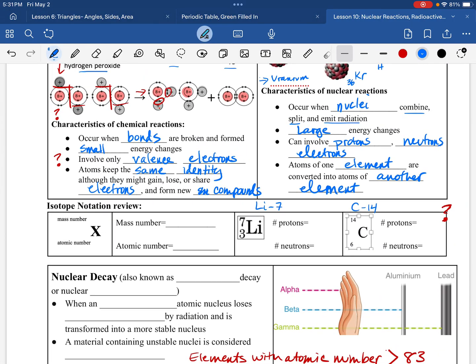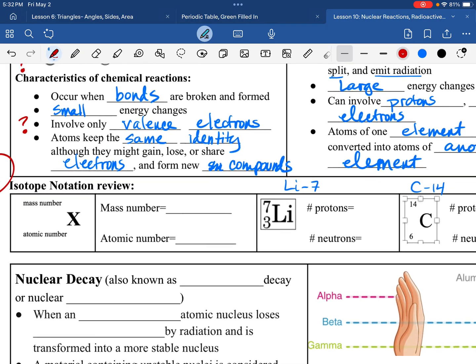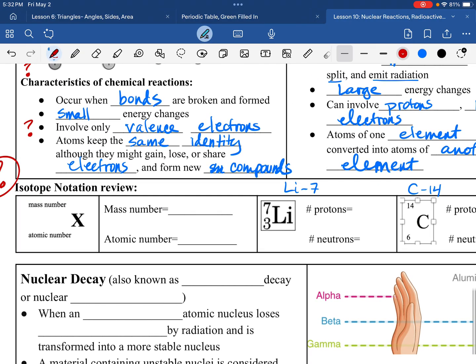Okay, so you're going to answer a question in a video about the differences between chemical and nuclear reactions. Let's do a little review of isotope notation. We're going to use this.